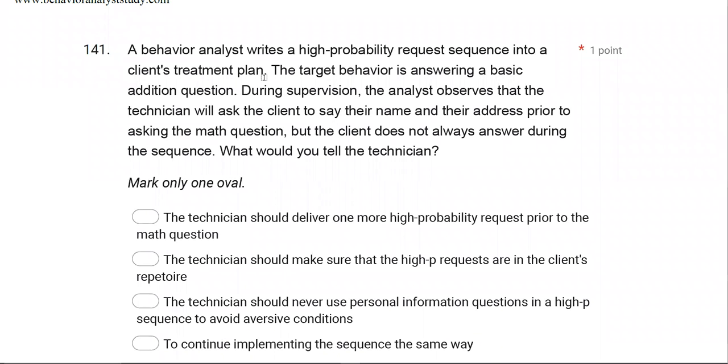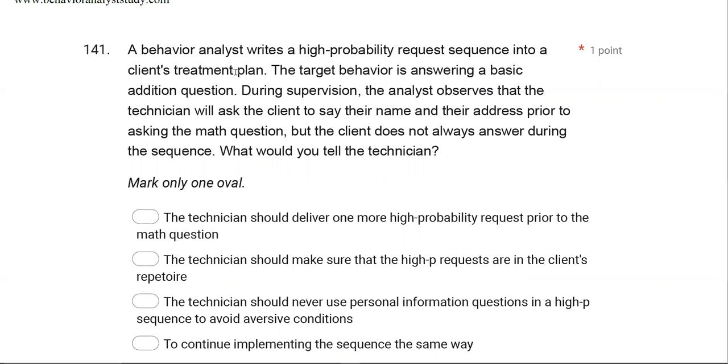141. A behavior analyst writes a high probability request sequence into a client's treatment plan. Target behavior is answering a basic addition question. During supervision, the analyst observes that the technician will ask the client to say their name and their address prior to asking the math question, but the client does not always answer during the sequence. What would you tell the technician?